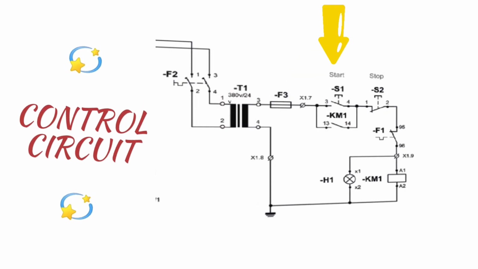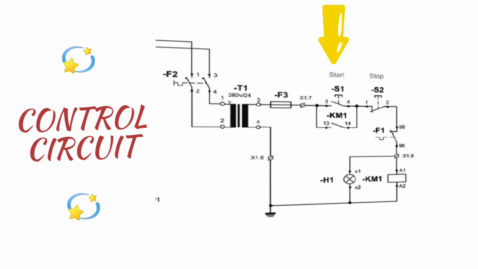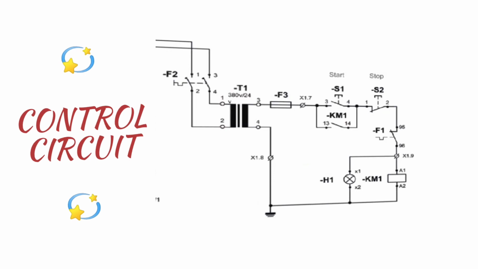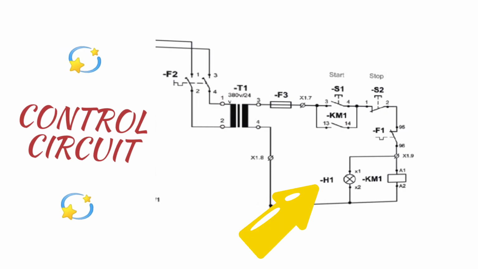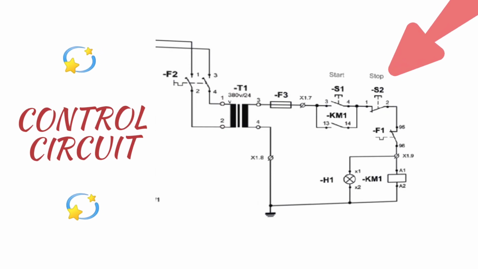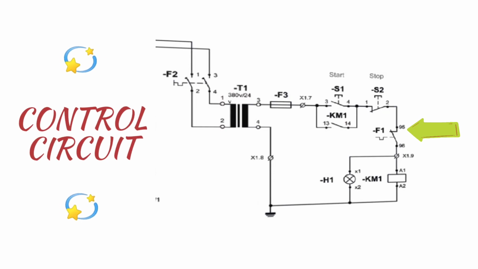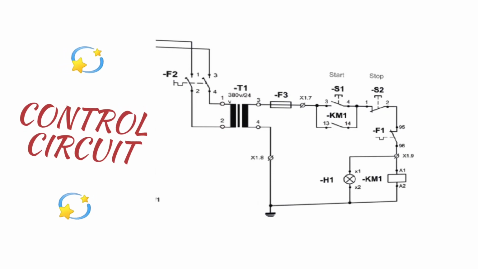S1 is the start push button, which is normally open. That means it will be open in normal condition, and when you press the start push button, it will be closed. KM1 13-14 is the contact of contactor KM1. H1 is the remote indicator lamp. S2 is the stop push button, which is normally closed. That means it is closed in normal condition, and when you press the stop push button, it will be open. F1 96-97 is the overload relay, which is normally closed and will become open when there is high current.